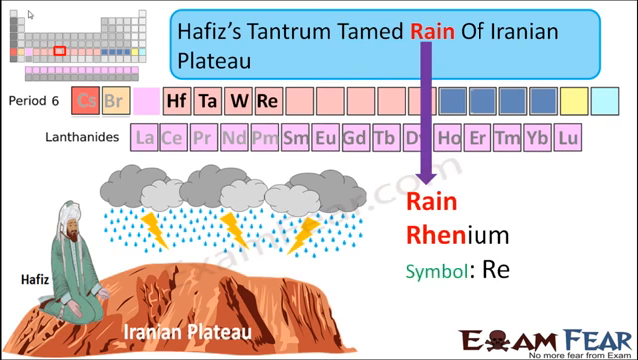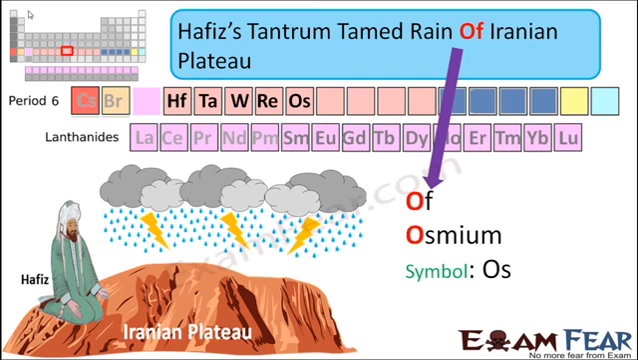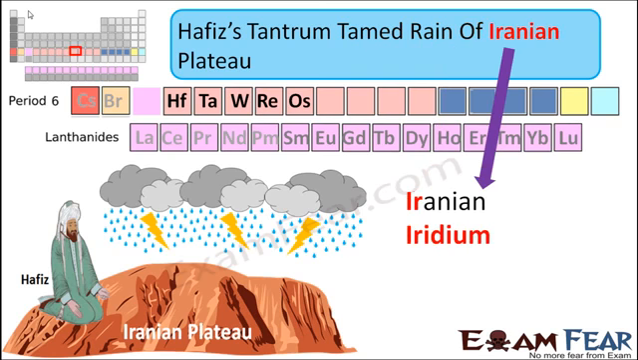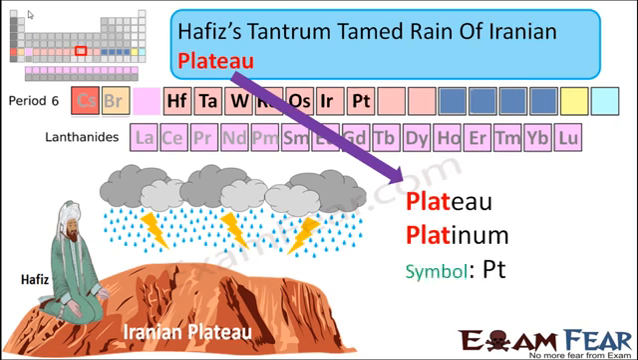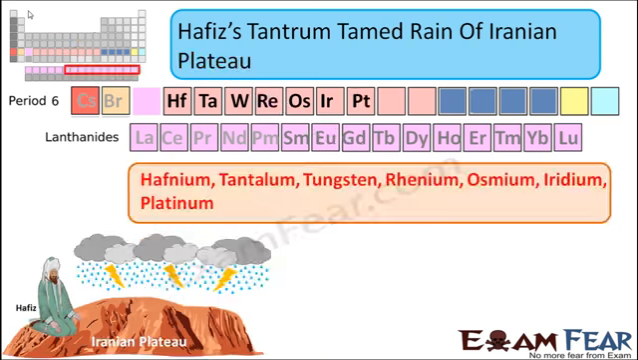Rain for rhenium, of for osmium, Iranian for iridium. So Ir in Iranian, Ir in iridium. So that's how they match. Plateau for platinum. So that's Pt. So finally, the memory tip for this set of elements of period 6 would be: Hafiz tantrum tamed rain of Iranian plateau.